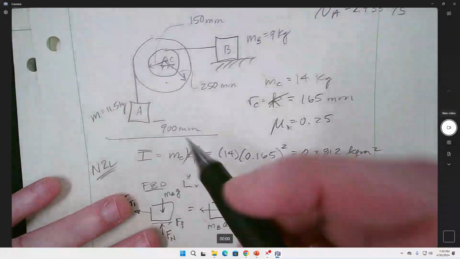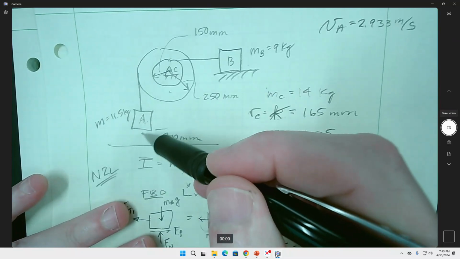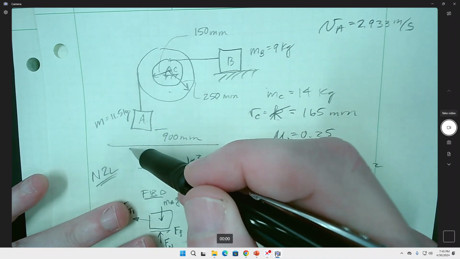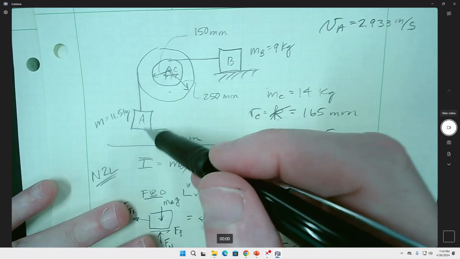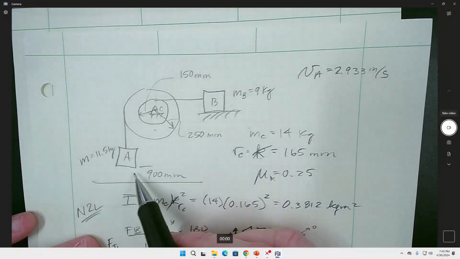The only thing that's changing is potential energy. It's starting from a high potential energy and it'll go to a low potential energy. So you might as well call the bottom one the datum, and we'll say that it's going to be 0 at potential energy 2.